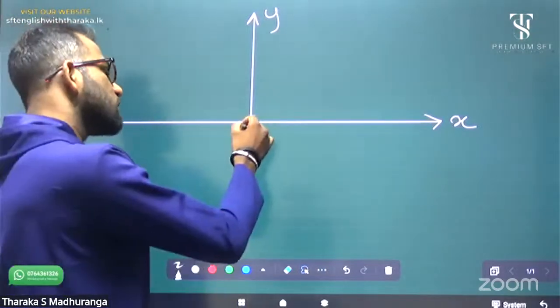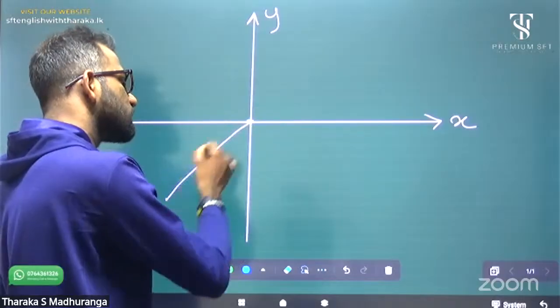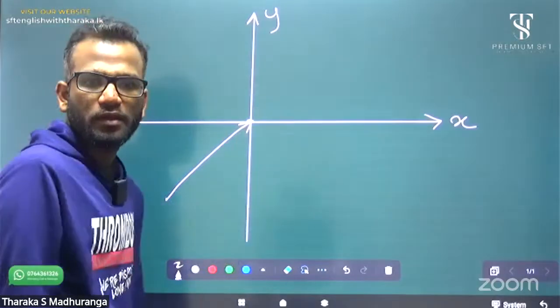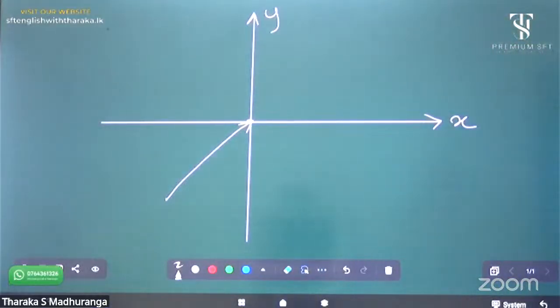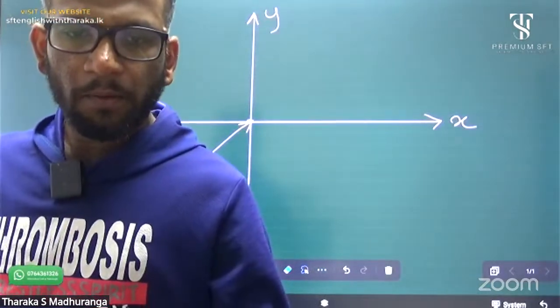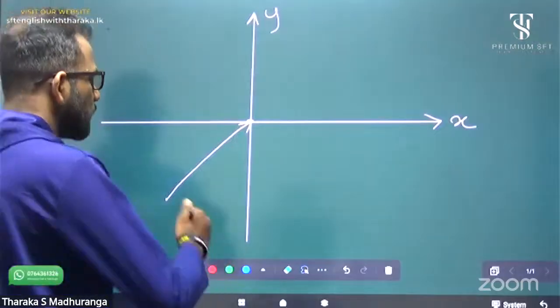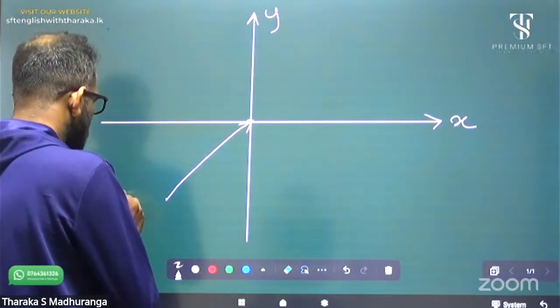What's the name of this zero point, the intersecting point? Do you remember what the name of this intersecting point or cutting point is? Very good. Yes, it is the initial point.